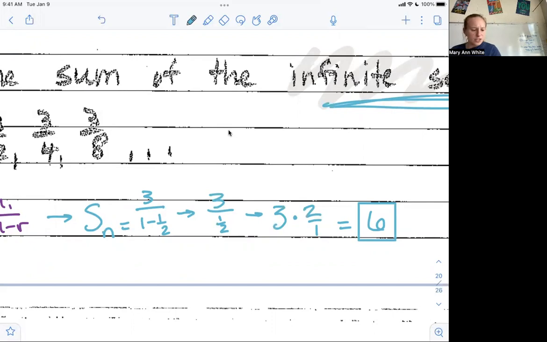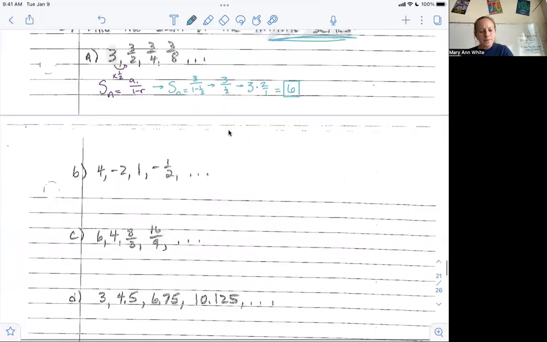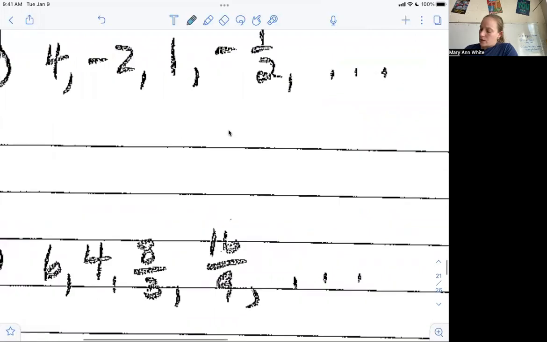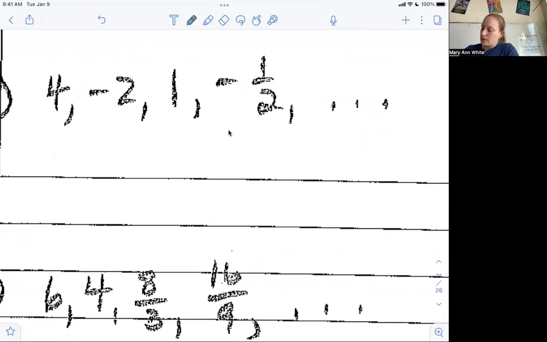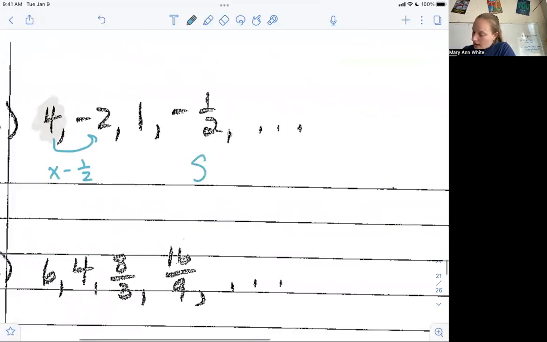There's just 2 more. Let's do B and C really quick, and then we'll call it a day. All right, so B, what do we need to do to go from the first term to the second term? Times negative 1/2 this time. Remember, when you switch from positive to negative, you got to deal with a negative when we're multiplying. All right, so S of n equals A sub 1, which is 4, over 1 minus my R. So minus a negative 1/2, which will make it plus. Well, that gives me 4 over 3/2.